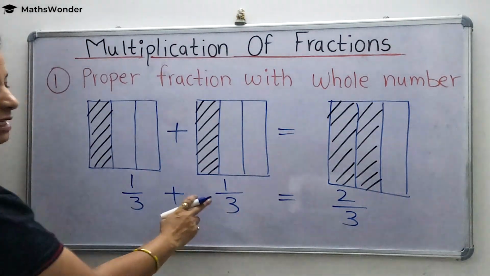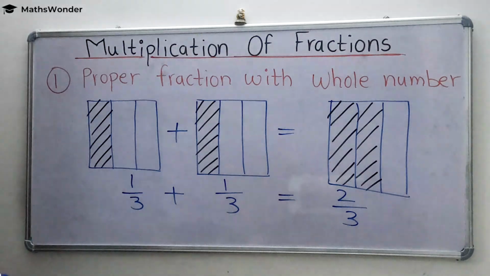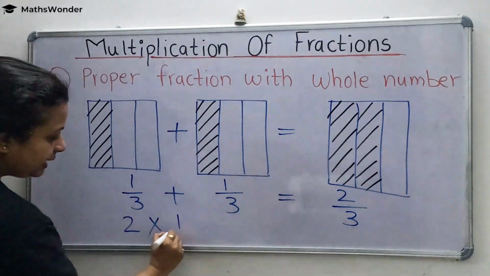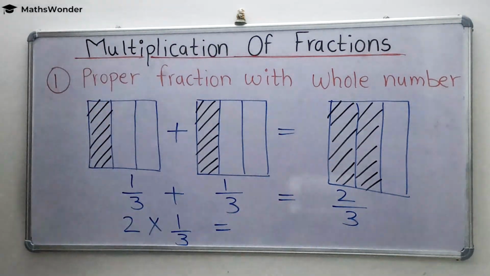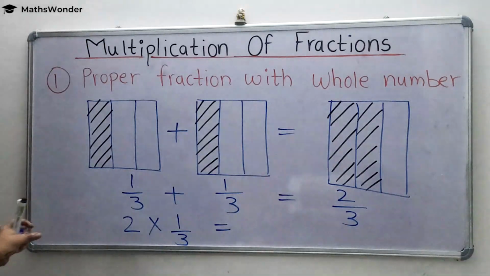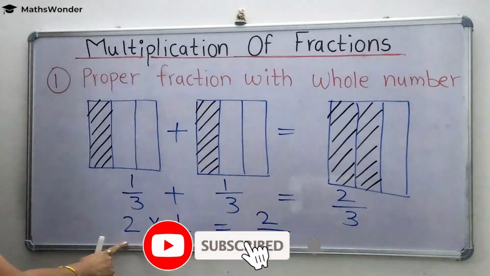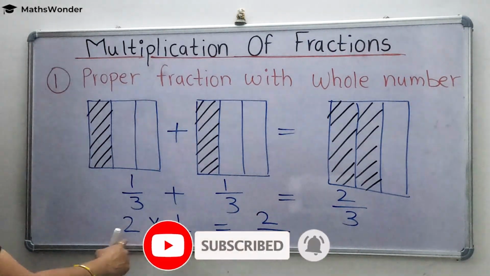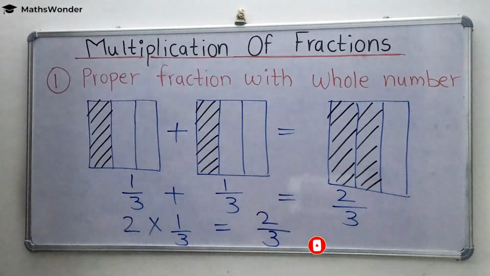Because 1/3 plus 1/3, how will you write it in multiplication? 2 times 1/3, isn't it? Yes, ma'am. And we have already learned how to multiply it. Multiply the numerators of all the fractions, it's 2, and multiply the denominators of all the fractions, it's 3. See, your answer becomes the same. If you use the shaded strips or the mathematical way, your answer remains the same.